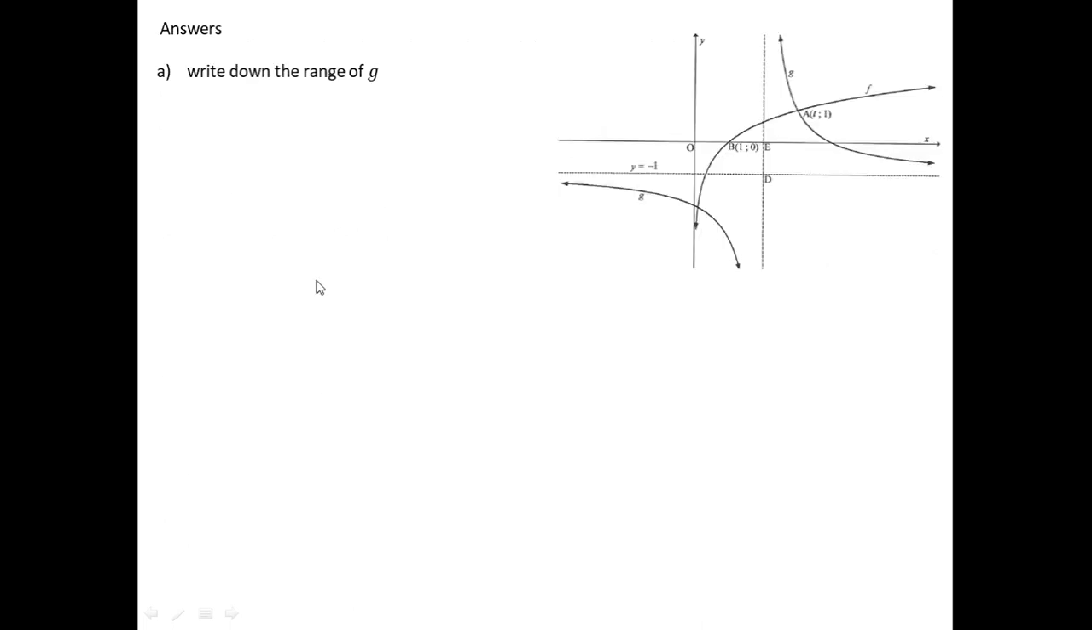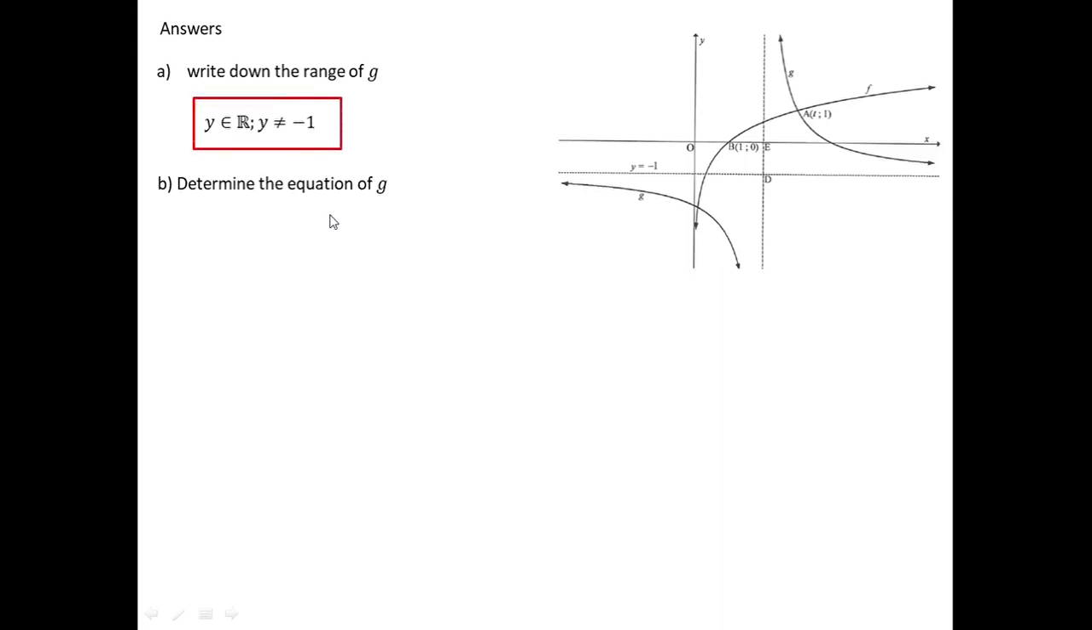Let's get to them. Write down the range of G. So G of x is the hyperbola. The range refers to the list of all possible y values covered by the graph of G. So this graph, how far down does it go? Well, it goes down to infinity. How far up does it go? Well, it also goes up to infinity. So what are all the possible y values covered by this graph? Well, all of them, except for one, except for the asymptote. So the range is going to be all numbers with the exception of -1. So we write it like this. Y is an element of real numbers, aka all numbers that we can work with at this stage, except for -1. So there's our answer.